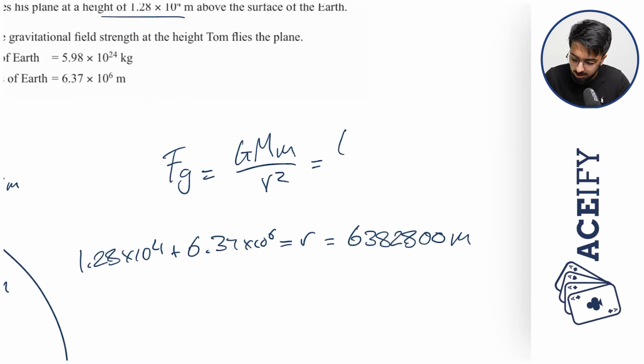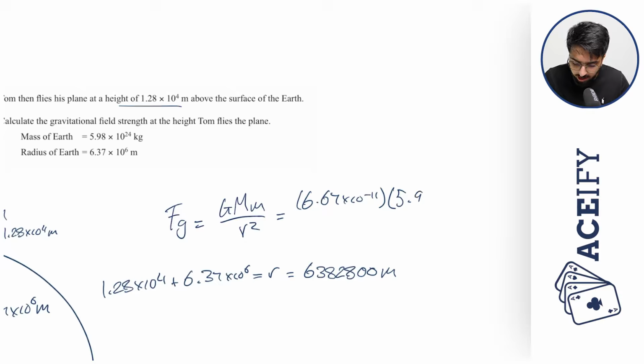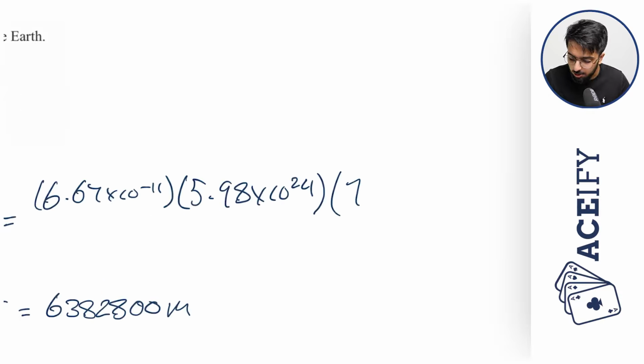Now we can simply plug in our numbers. Our gravitational constant is 6.67 times 10 to the negative 11, times the mass of the Earth, which is 5.98 times 10 to the 24, times the mass of Tom's plane, which is 7.5 times 10 to the 4.